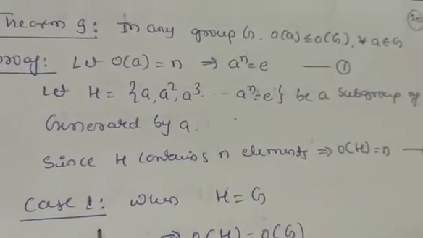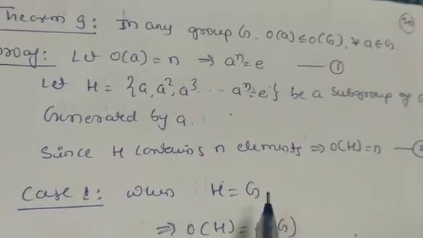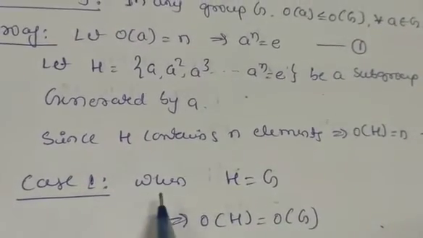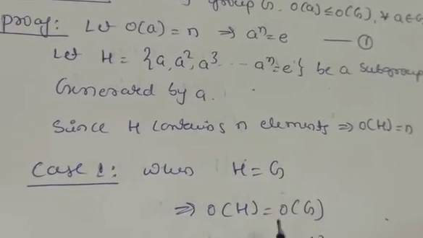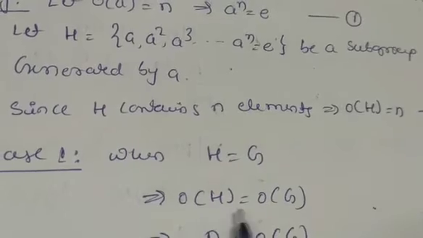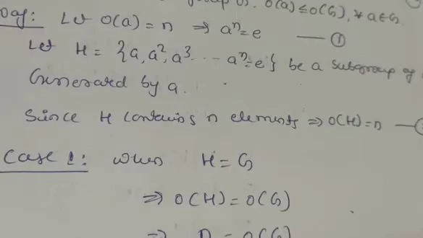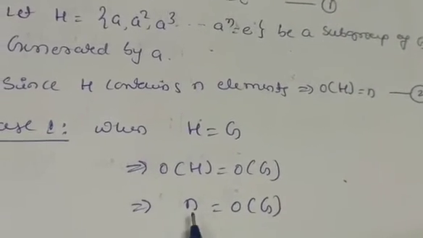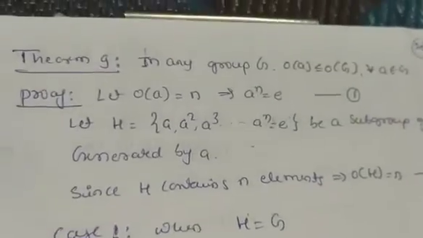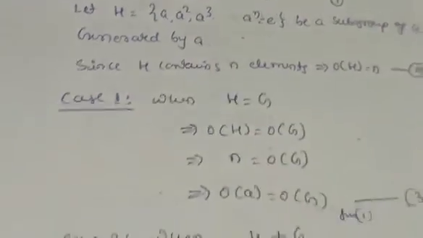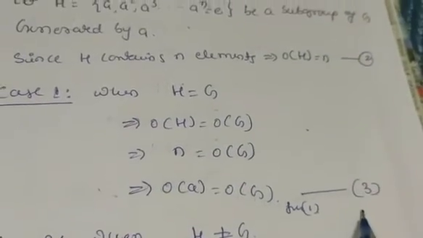Here we have two cases. Subgroup means it is a subset and it may also be equal to the same set G. Let us take case 1, when subgroup H is equal to the same group G. Then this implies the order of H is equal to the order of G. We have taken the order of H as n because we have taken n elements in that. This implies n is equal to the order of G. So n is nothing but the order of A. And this implies the order of A is equal to the order of G. Take this one as equation number 3.